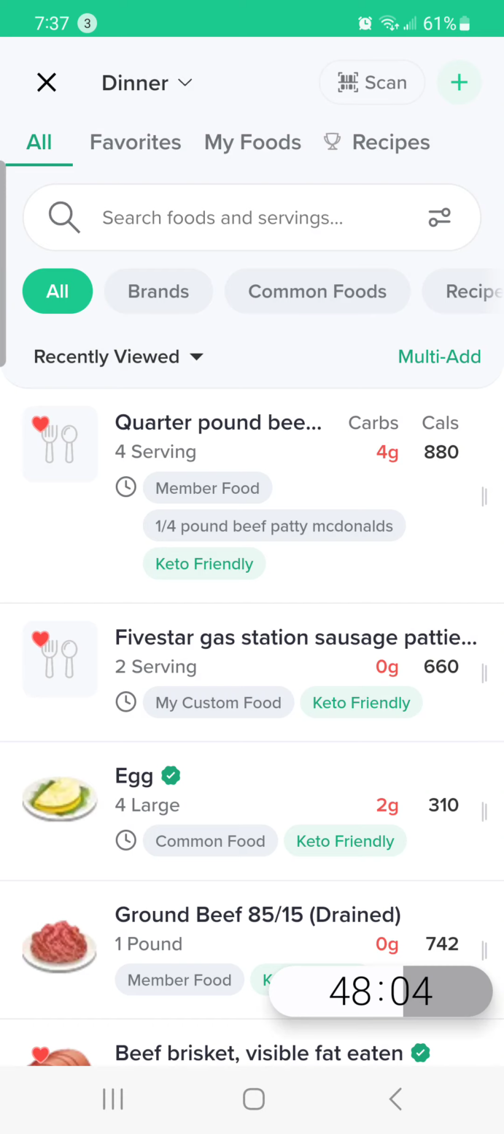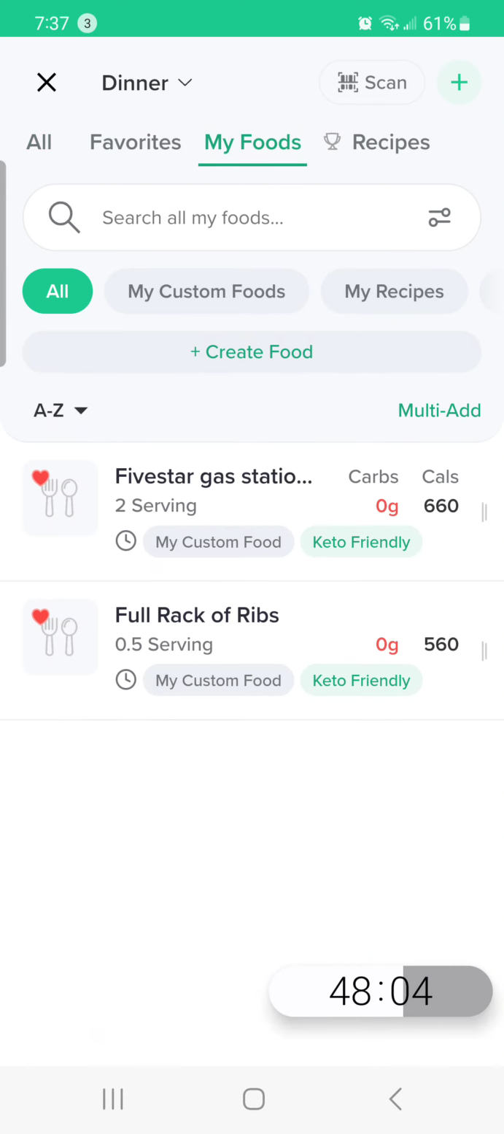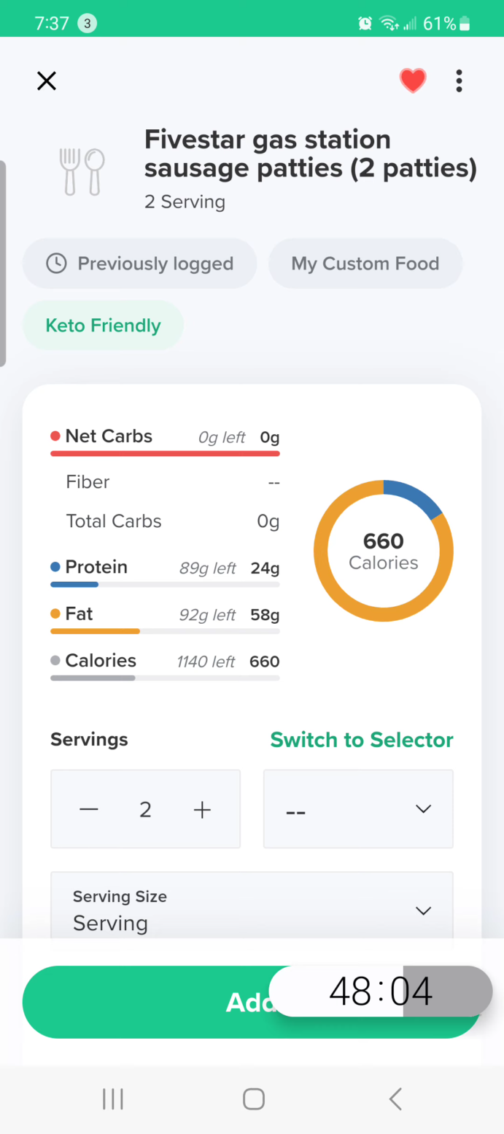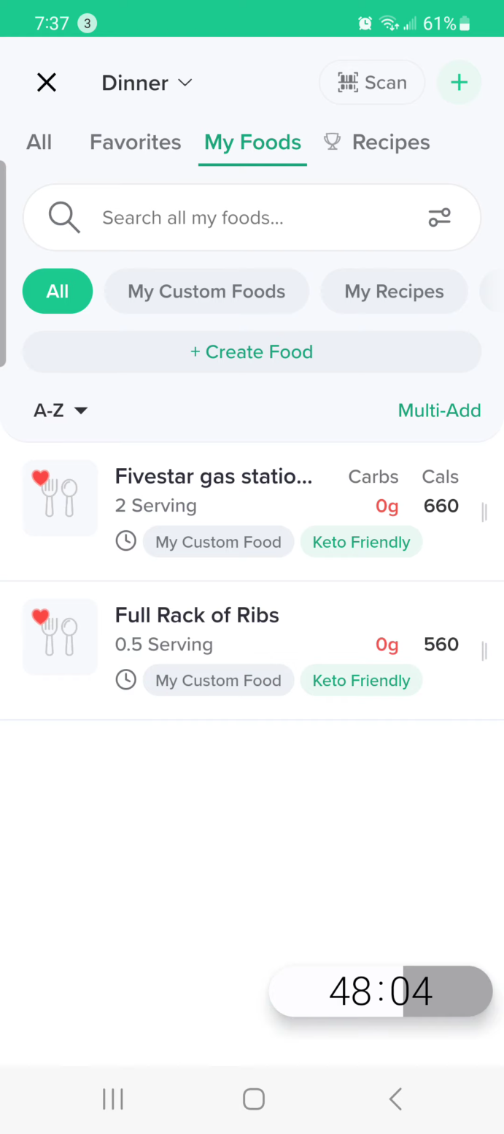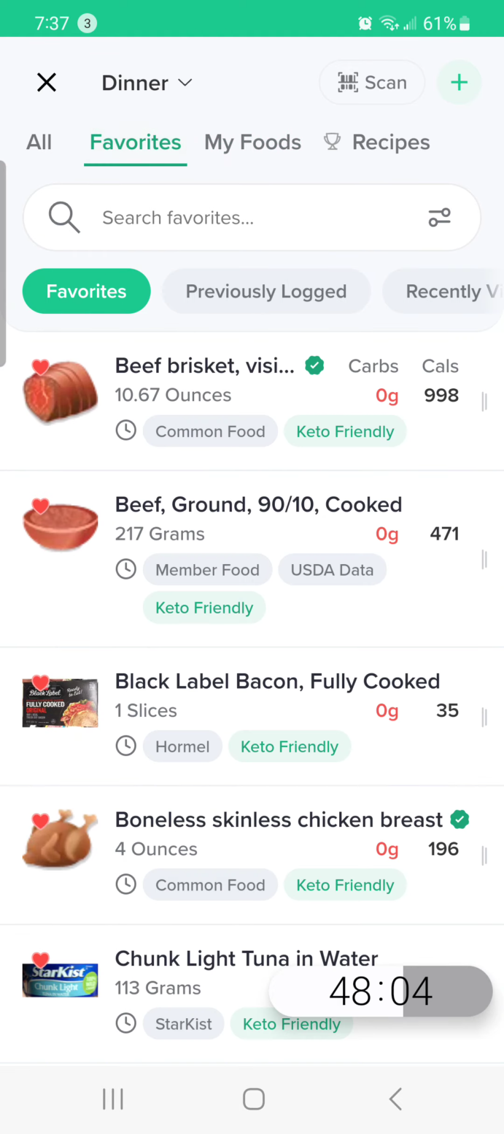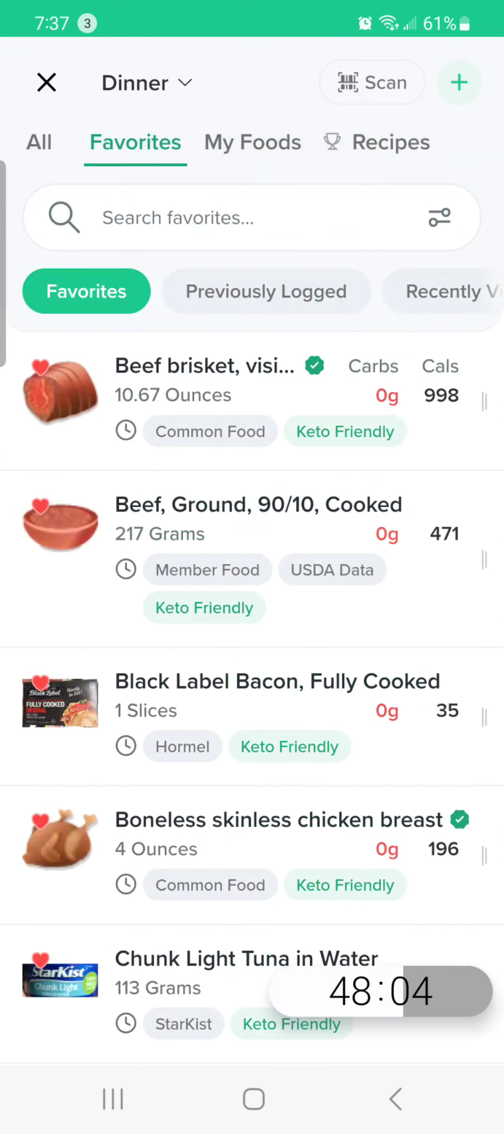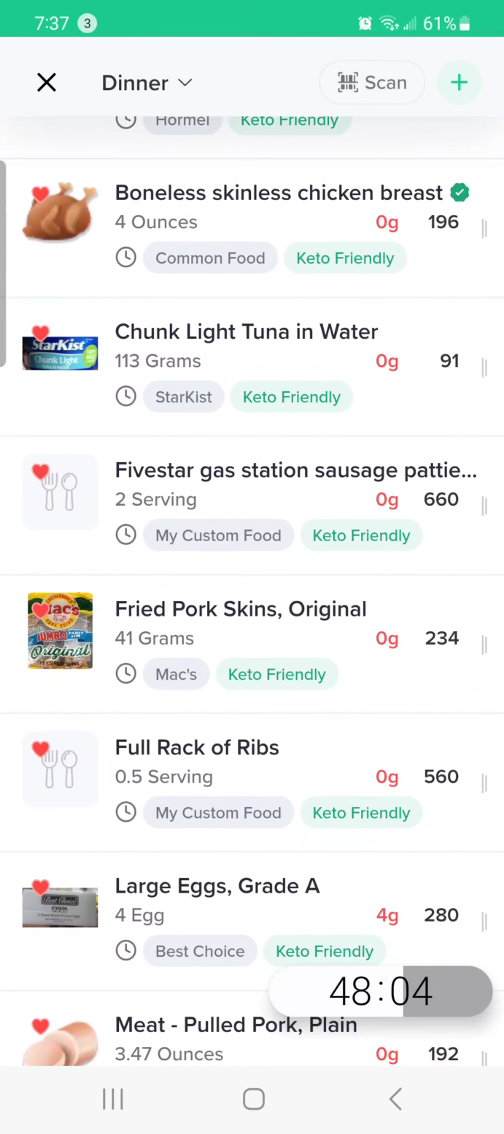I created a food. There it is. I created a food called 5-Star Gas Station Sausage Patties, 2 patties. I was able to do that because I went on the 5-Star website and downloaded all their nutritional information. And I didn't want to have to do that again, so I created this food. So it is not only in my foods, it's also in my favorites because I use it a lot. And there it is right there in the middle of the screen.